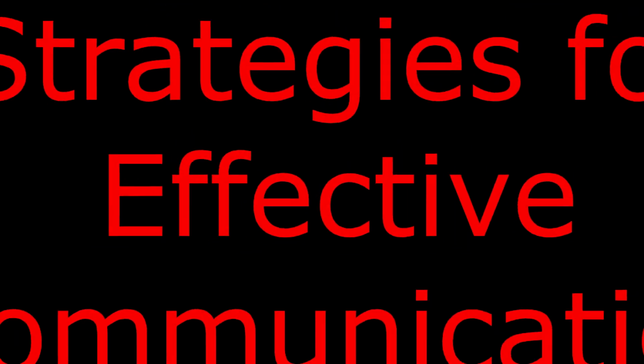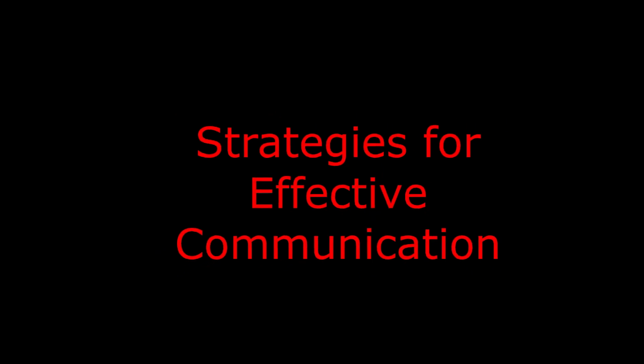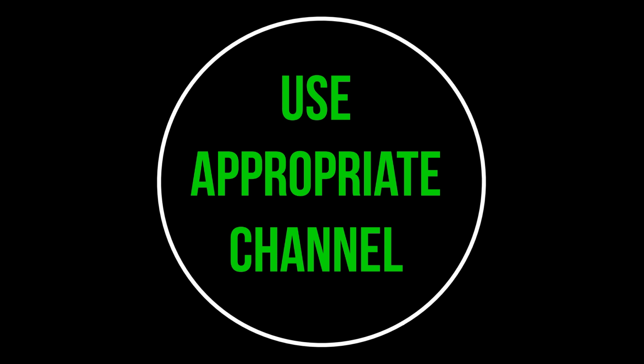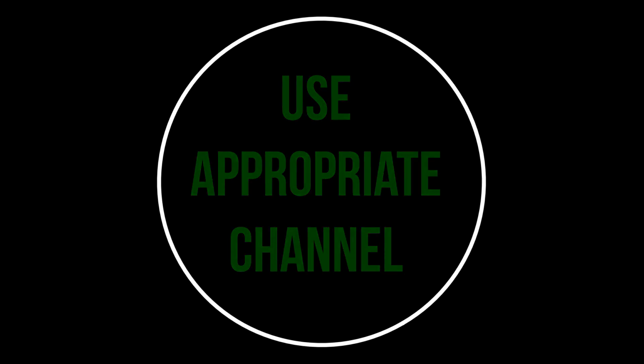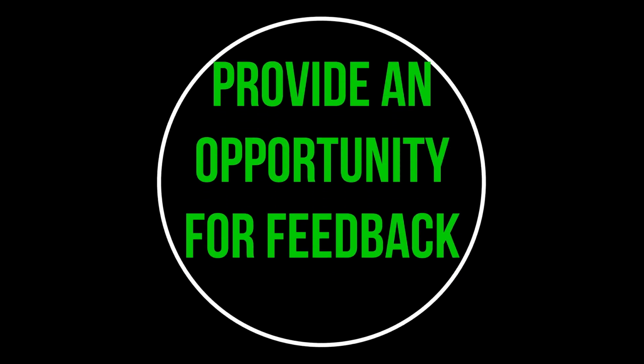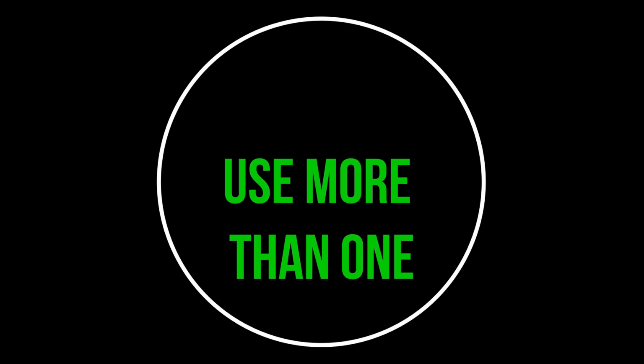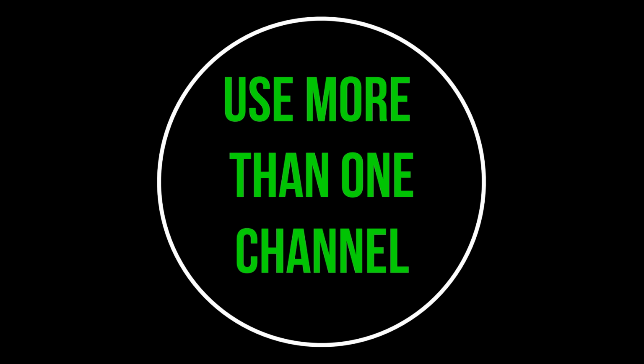Now, let's look at some strategies for effective communication. First one, make sure the most appropriate channel is used. Second one, provide an opportunity to get feedback. The third one, use more than one channel to transfer messages such as meetings, emails, and so on. The fourth and final one, try to repeat important messages.